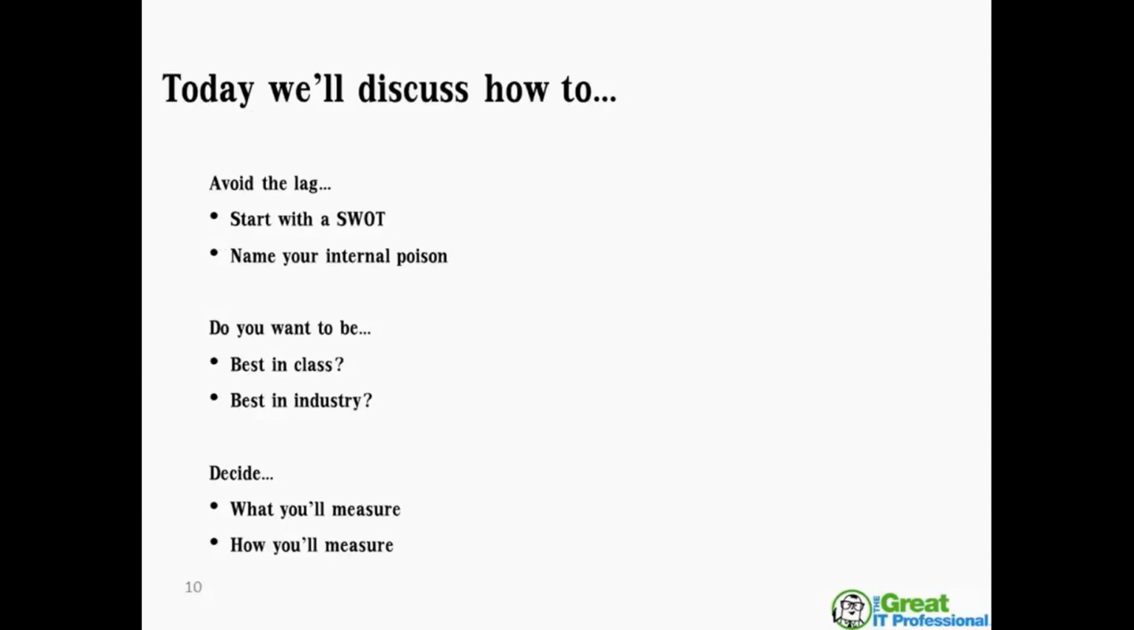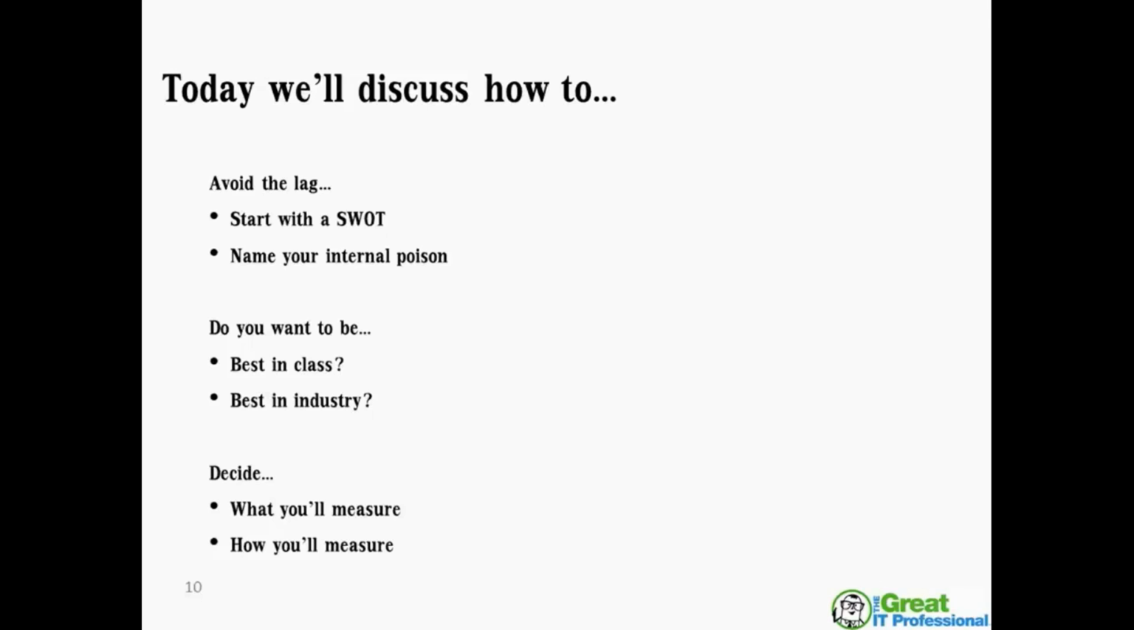So in order to help avoid this lag, you want to start with a SWOT analysis of your situation, which is a process where you assess your strengths, your weaknesses, your opportunities, and your threats. And you'll also want to name your internal poison. Most companies have at least one thing that's keeping them back, and it's glaring. And it's obvious to people on the inside. And the best thing to do is to name it so it can be dealt with.